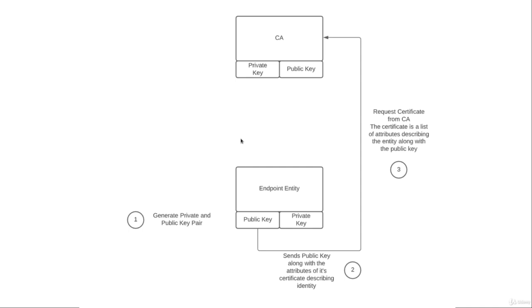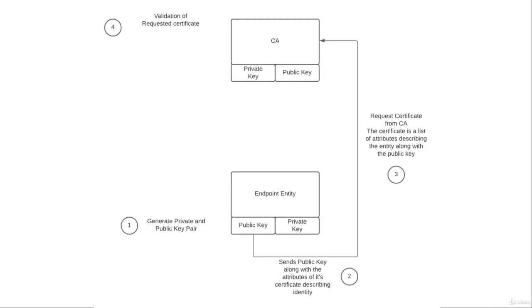An endpoint that wants the third party to validate would do the following. It would generate a private public key pair. It then would configure its own information and send it in a request, along with its own public key. It would send that public key and the information that it wants validated to the certificate of authority. This information could be things like the fully qualified domain name or other information that we will discuss later. The endpoint entity would put this information in a request and send it along with the public key to the certificate of authority.